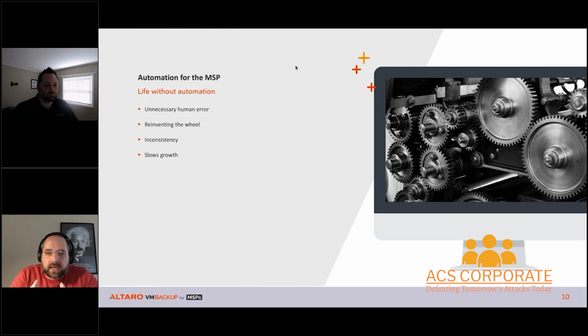So I made this slide, Life Without Automation. This is kind of what life looks like to somebody that doesn't automate. The first one: unnecessary human error. You've all had these times when we go to provision a server, or install a piece of software, or run a script. Even with things like that, we're humans. We don't do things the same way every single time. Every time we do it is a little bit different.